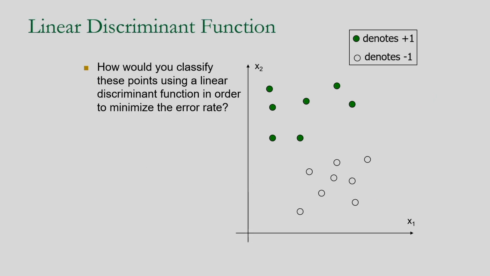Now how will you classify these sample points using a linear discriminant function in order to minimize the error rate? So that is the concept. I am considering two classes. The first class is denoted by +1 and the second class by -1, and it is a two-dimensional feature space I am considering.